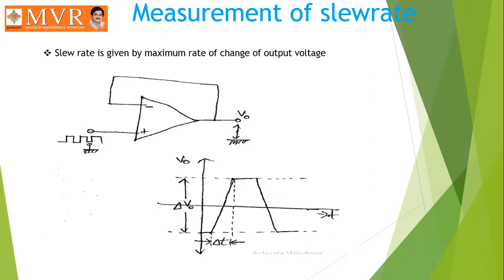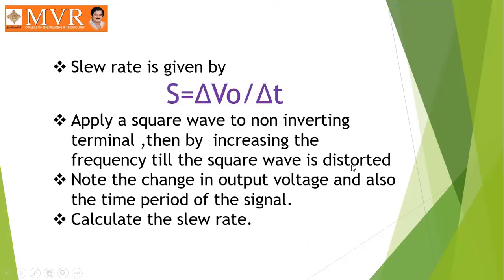For any operational amplifier, you can consider this circuit and measure the slew rate. This is how we measure the slew rate for an operational amplifier: by obtaining the change in the output voltage and the time period of the signal, we calculate the slew rate.